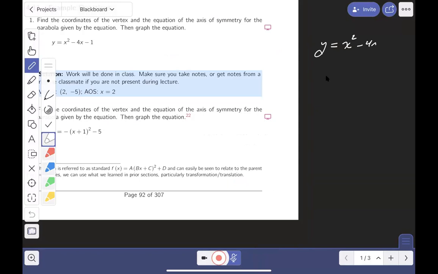So I'm going to summarize the characteristics they want. They definitely want the vertex, and we'll get that. What else do they want? They want the axis of symmetry. All right. What else do they want? They want us to graph it. Again, we're not looking for great artwork, but this is what we're looking for you to do.